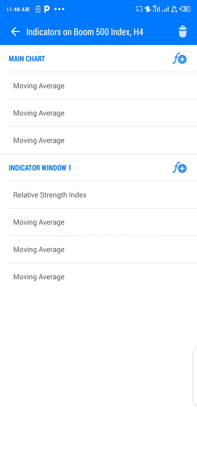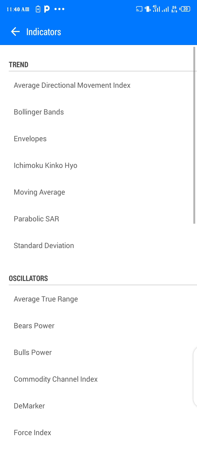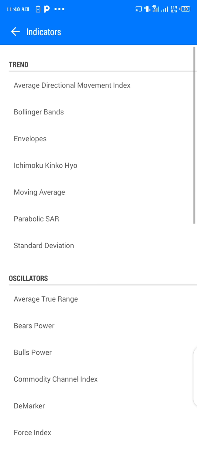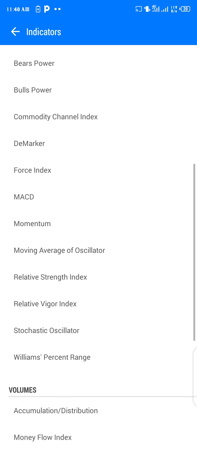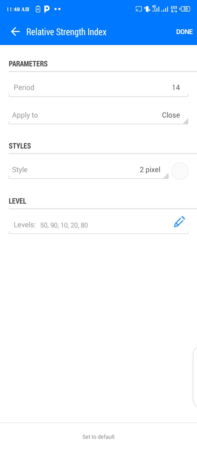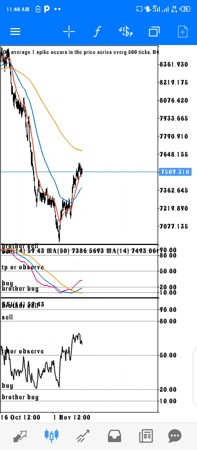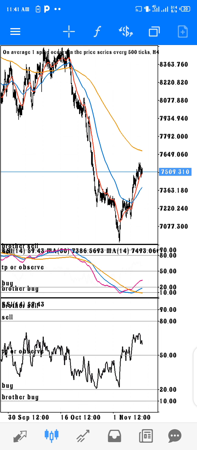That's for boom and crash. For boom and crash, we'll be adding another RSI. The RSI will be period 14. This time around, our color will be black. The same levels. So now, how does this indicator work?